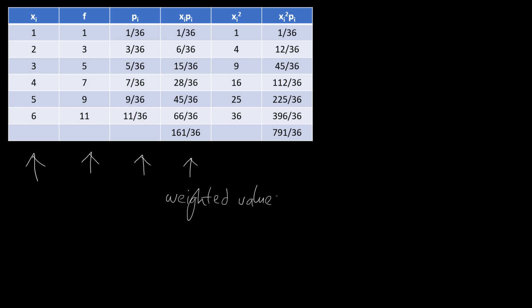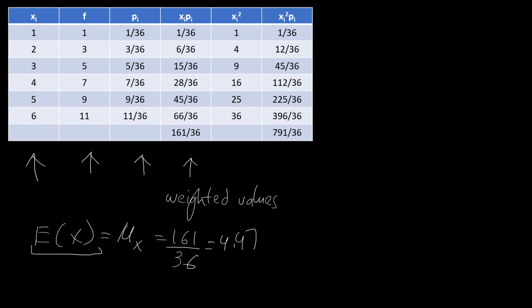And if you don't understand what that means, you need to watch my video on what we mean by the expected value of x. So when we sum all of these values in the fourth column, we get the expected value of x, which is basically the mean denoted by mu x, and 161 over 36 is equal to 4.47. So the expected value of x is obtained simply by adding up all of these values in the fourth column. So this gives us the weighted average, not a simple average, but the weighted average.